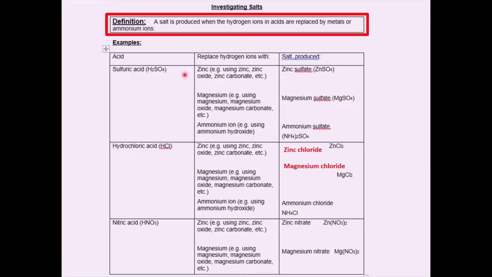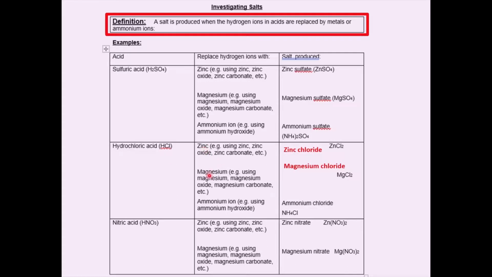So if you replace the H pluses on the sulfuric acid with zinc, it becomes zinc sulfate. If you replace the H pluses on the sulfuric acid with magnesium, it becomes magnesium sulfate. If you replace the H pluses on sulfuric acid with ammonium, it becomes ammonium sulfate. So that's really just a look over and see that definition. So acids have their H plus ions or hydrogen ions replaced with metals or ammonium ions, and then there's the salts produced. And then those other two boxes are just illustrations for hydrochloric acid.